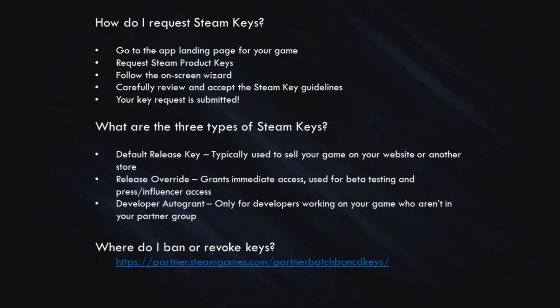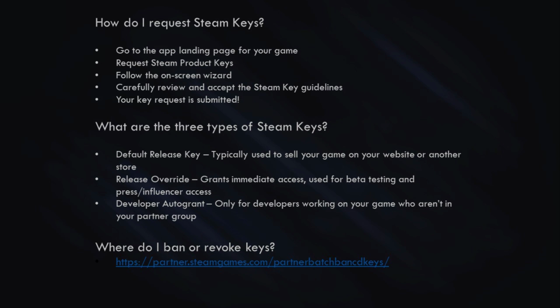Next is the release override key. It grants immediate access to your game even before you've launched your game on Steam, and it's really intended to be used for beta testing and press and influencer access. Finally, there's the developer auto grant. A lot of developers don't even need this key at all, but it's really just for developers who are working on your game who aren't already in your partner group. Finally, how do I ban and revoke keys? You go to this website and follow the instructions.